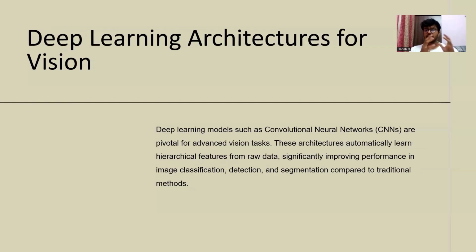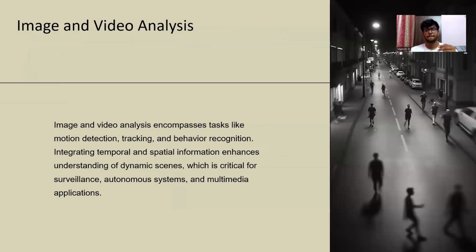So let's talk about deep learning architectures for computer vision. This involves CNNs, convolutional neural networks, which are pivotal for advanced vision tasks. These architectures automatically learn hierarchical features from the raw data, significantly improving the performance in image classification, detection and segmentation compared to traditional methods. Traditional methods include manual grayscale conversion, manual feature extraction, manual edge detection, etc.